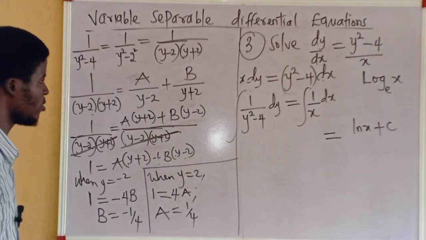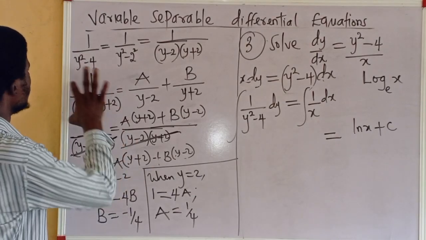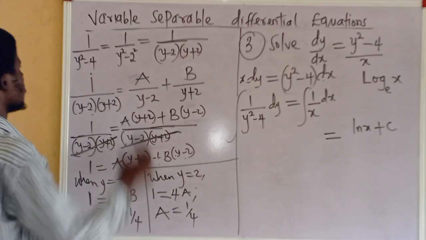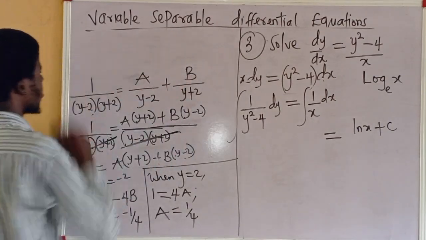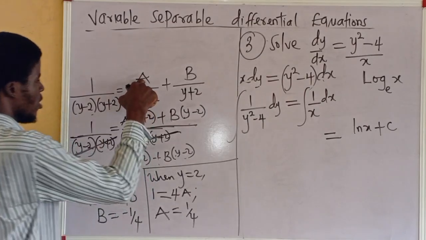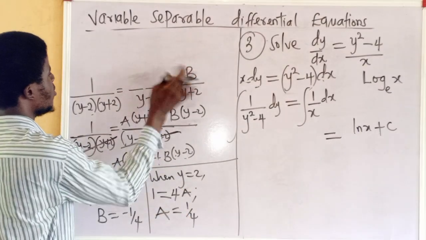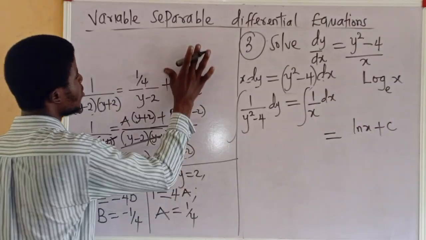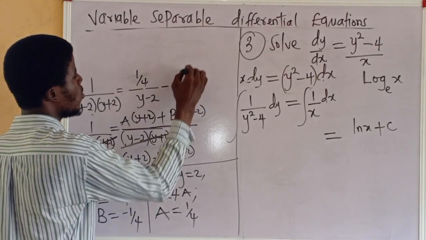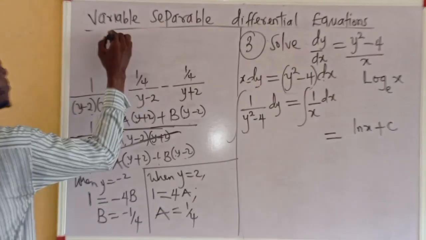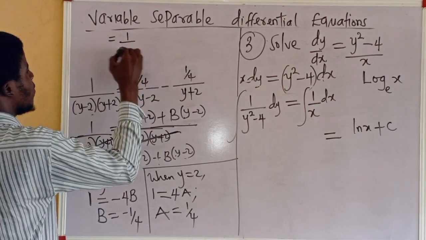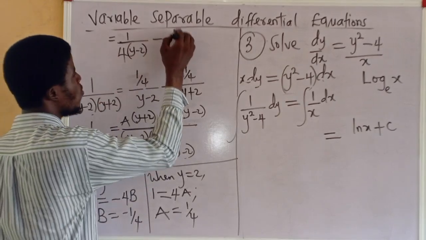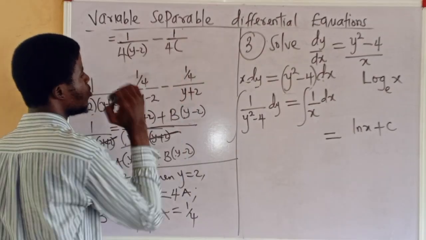So what will be the partial fraction resolution of this compound fraction? Remember, this and this, they are equivalent. They are the same. So this is it now. A, what's A? 1 over 4. Let me put it here. 1 over 4. And what's B? Minus 1 over 4. So the minus will affect the plus, and we have minus 1 all over 4, which you can write as 1 all over 4 into y minus 2 minus 1 all over 4 into y plus 2.